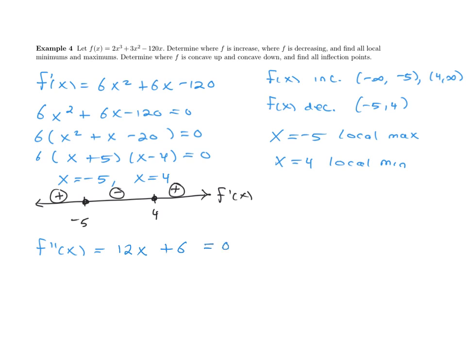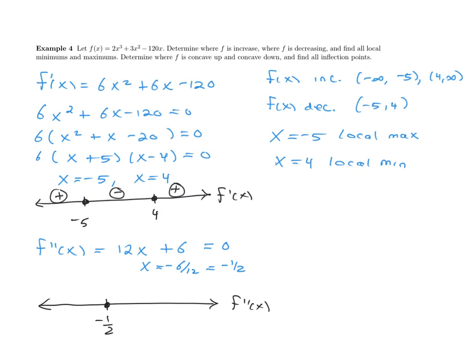If we set it equal to 0, we get that x is equal to -6 over 12, and that is -1/2 or -0.5. On a number line, if we're looking at the second derivative, it's equal to 0 at -1/2. That's a potential location of an inflection point. I'm going to figure out if this thing is positive or negative on these two intervals.